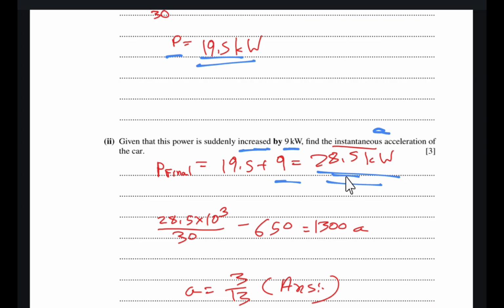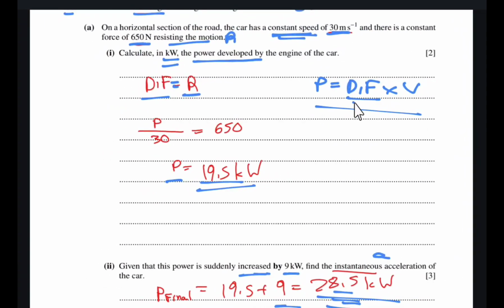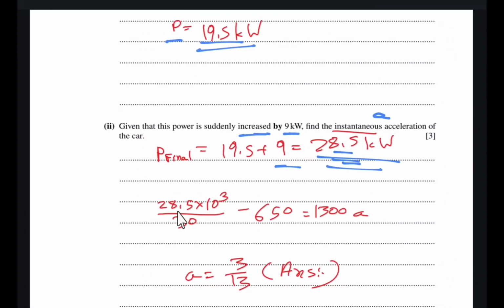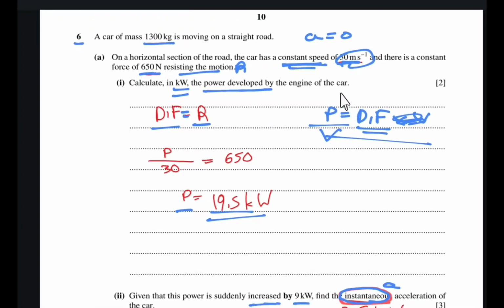We know that driving force minus resistive force is equal to mass into acceleration. As power is equal to driving force into velocity, driving force is equal to power by velocity. So the driving force is 28.5 into 10 to the power 3 watts divided by velocity. Since it is clearly mentioned that we need the instantaneous acceleration, and no further detail about velocity is given, we just consider the instantaneous velocity given earlier, that is 30 meters per second.